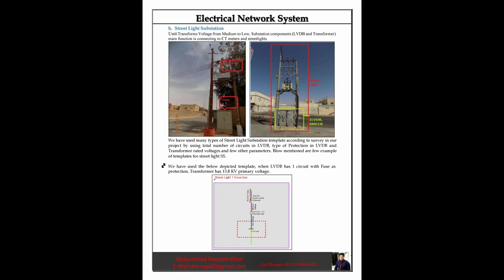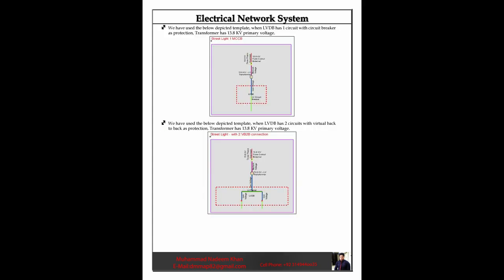We have used the below depicted template when LVDB has 1 circuit with fuse as protection. Transformer has 13.8 kV primary voltage. We have used the below depicted template when LVDB has 1 circuit with circuit breaker as protection. Transformer has 13.8 kV primary voltage. We have used the below depicted template when LVDB has 2 circuits with virtual back to back as protection. Transformer has 13.8 kV primary voltage.